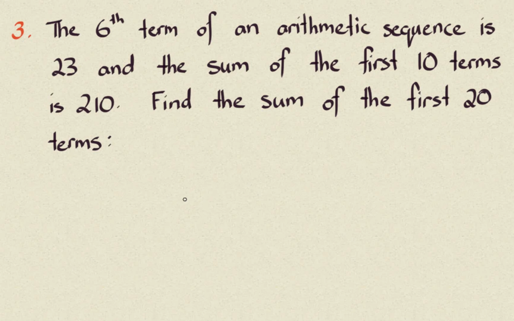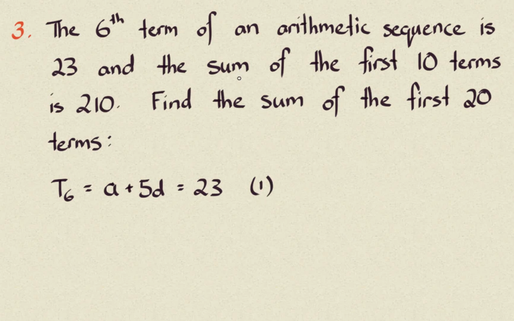Okay, so let's use our first bit of information, the 6th term. So term 6. Remember that any given term is a plus n minus 1 times d, and in this case n is 6. So 6 minus 1, or 5 times d, and this is equal to 23. So we have our first equation.